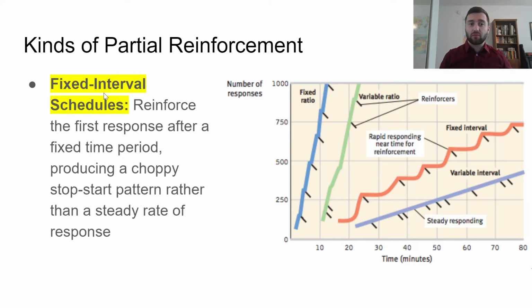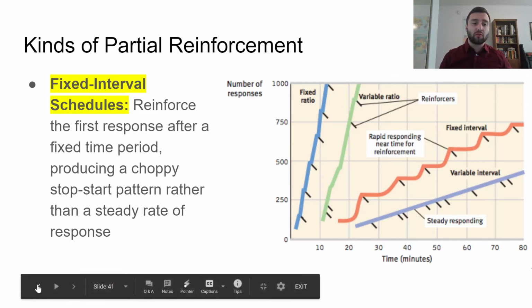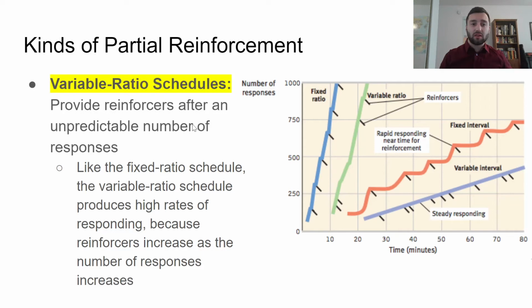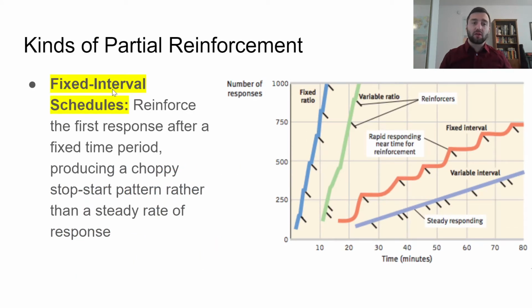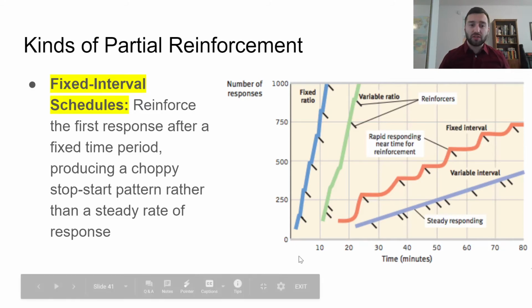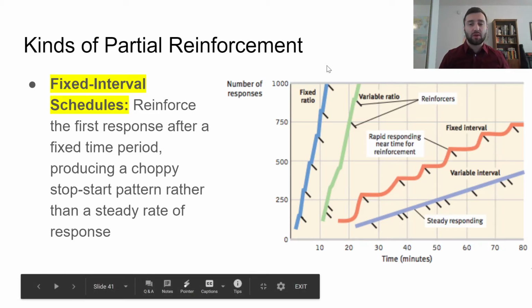So interval is referring to time. Ratio is referring to the amount of behaviors. An interval is referring to a time period. So a fixed time period means that time period is going to stay the same every single time. So what we're going to see is what they call this kind of choppy stop-start pattern of behavior, as opposed to this really steady rate of high responses.